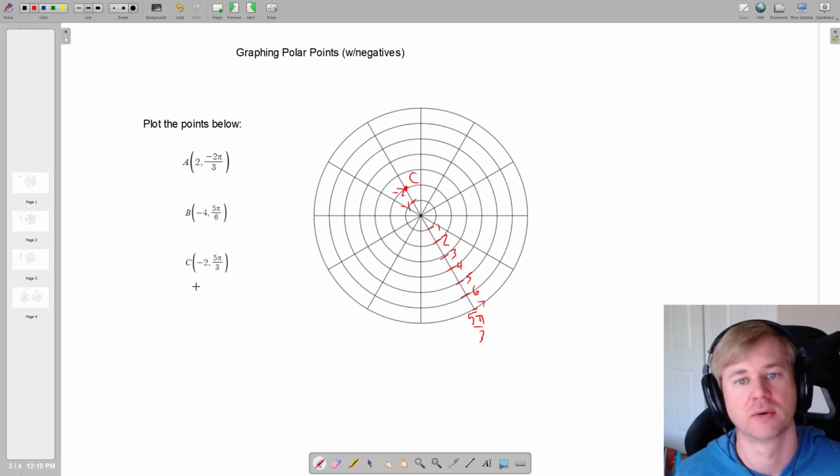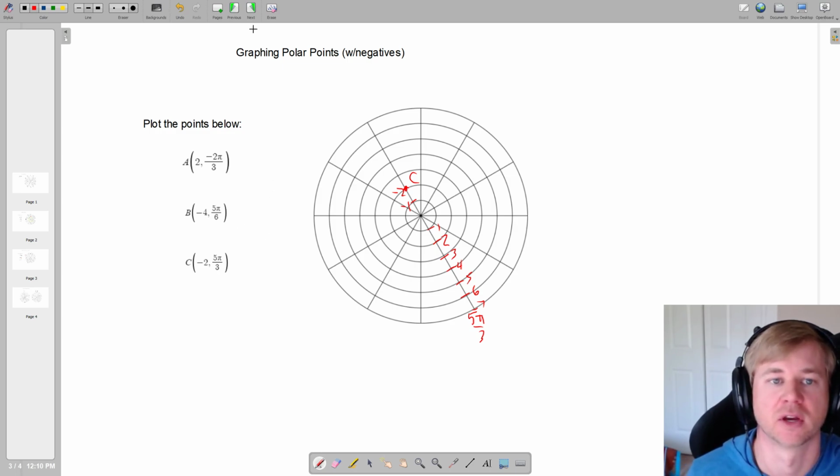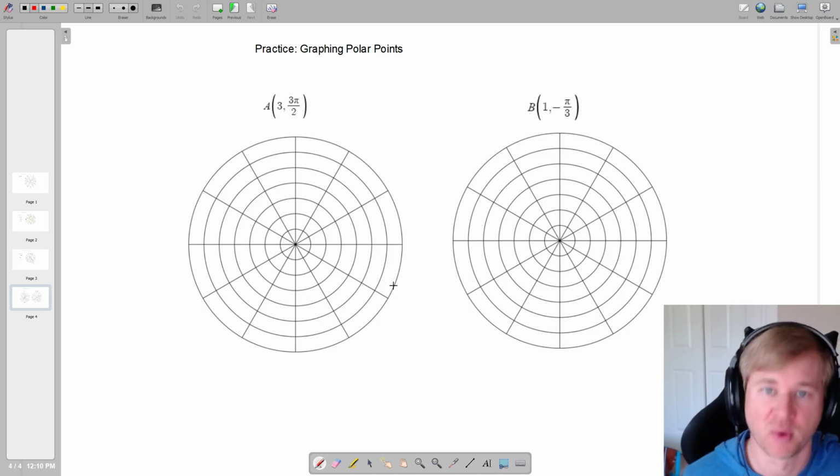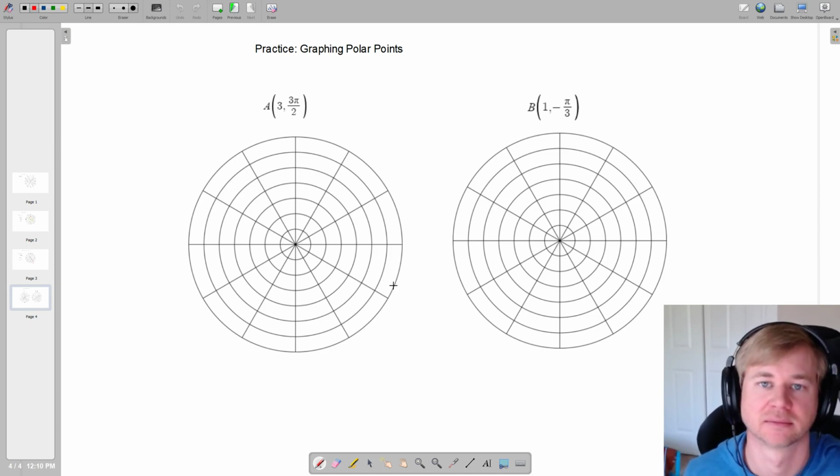It's kind of weird when the radius is negative. It just means go through the middle to the other side. So once you practice plotting these 2 points, hit pause and come back in a second.